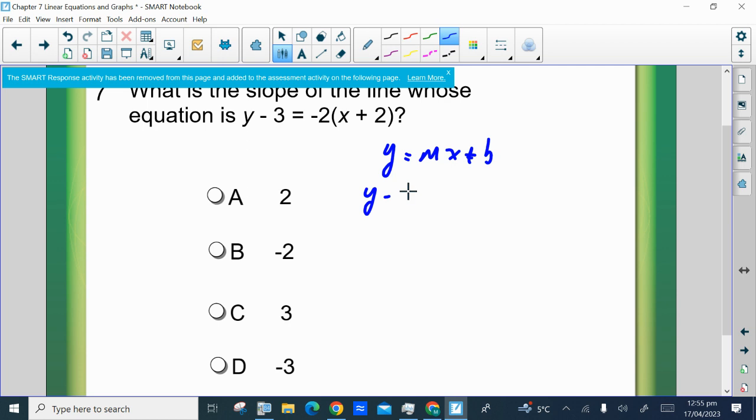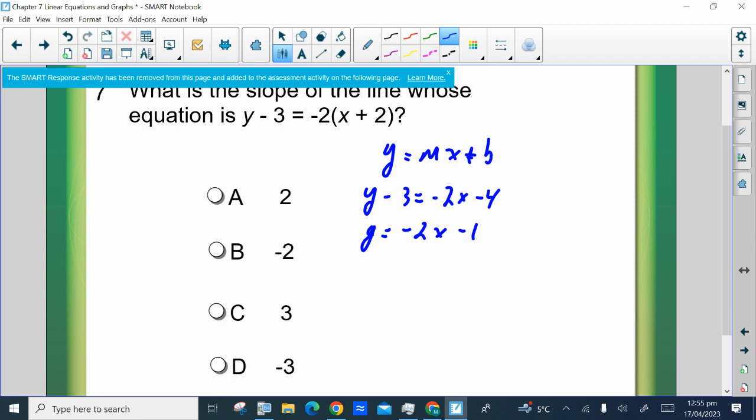So my first step here, probably what I would do is I would multiply out the brackets on the right. It'll be negative 2x minus 4. And then we will add 3 to both sides, and we'll get negative 2x minus 1.